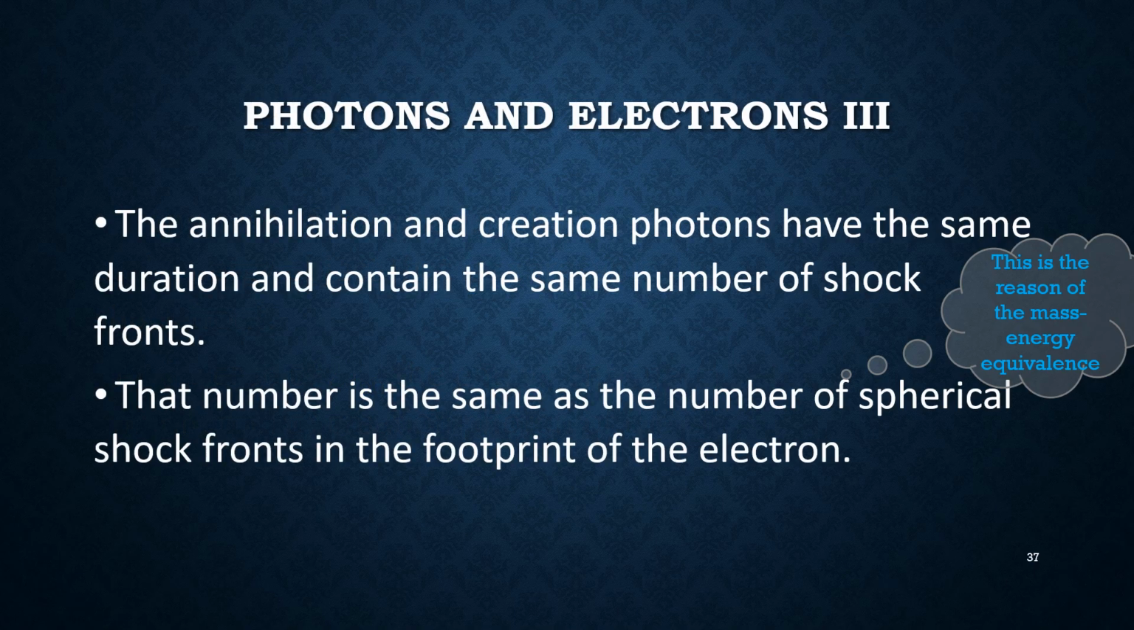The annihilation and creation photons have the same duration and contain the same number of shock fronts. That number is the same as the number of spherical shock fronts in the footprint of the electron. This is the reason of the mass-energy equivalence.